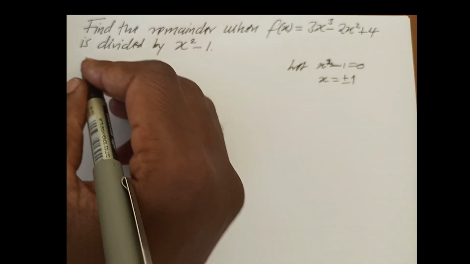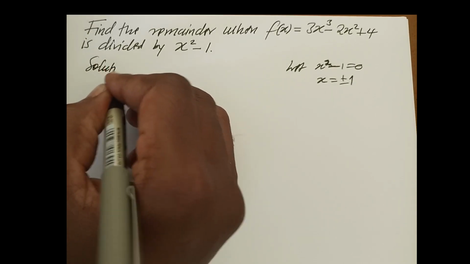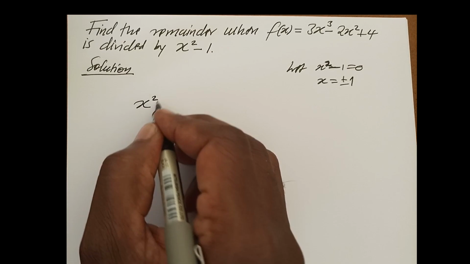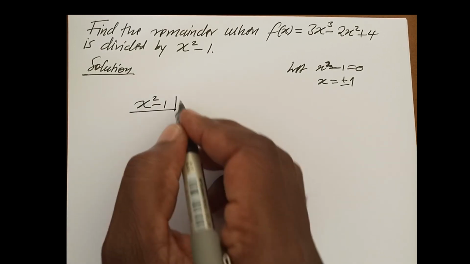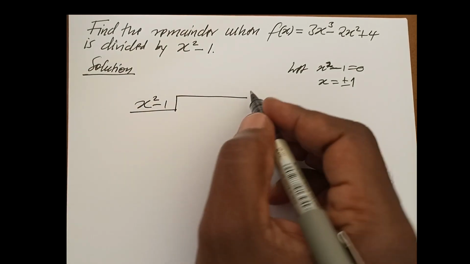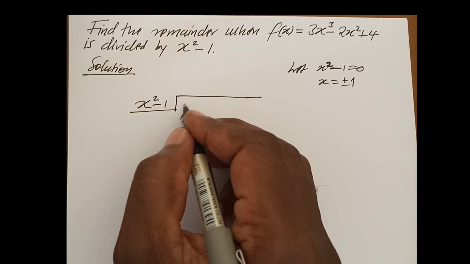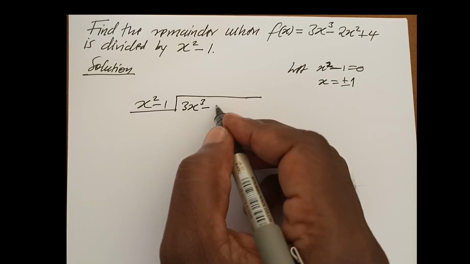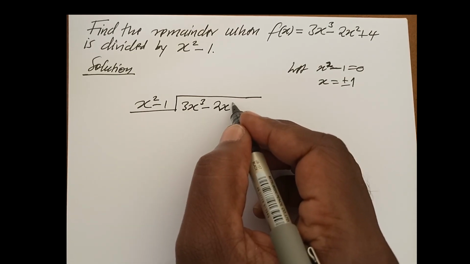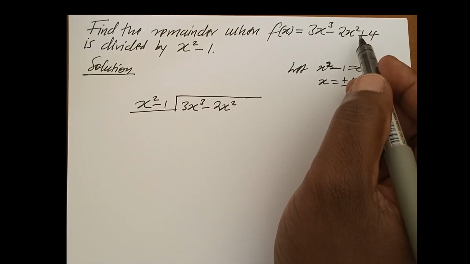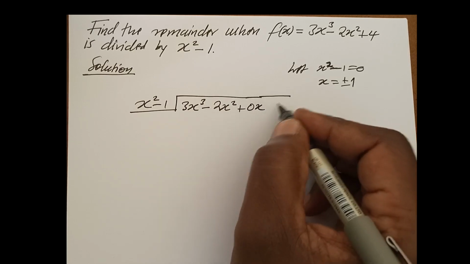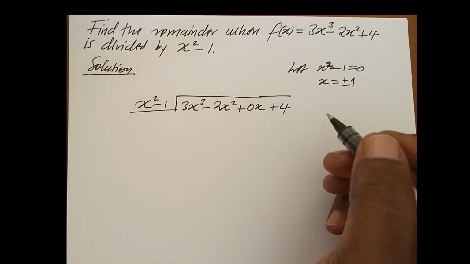Long division, how do you do it? You write your divisor, x squared minus 1. Then your dividend, you write it here, 3x cubed minus 2x squared. The coefficient of x to the power 1 is not there, so you write plus 0x plus 4.